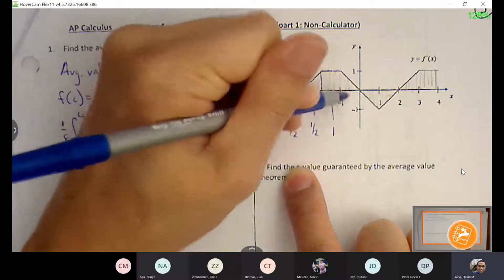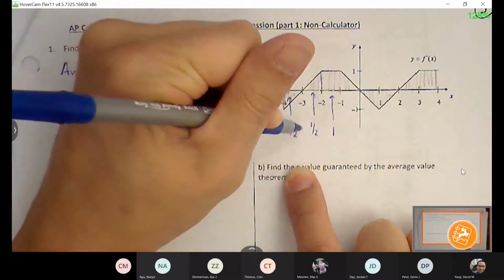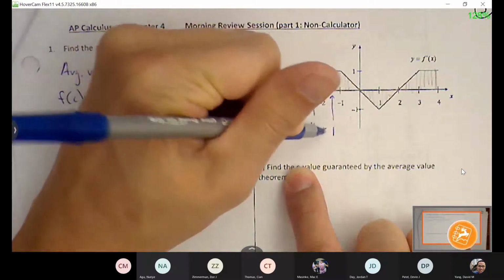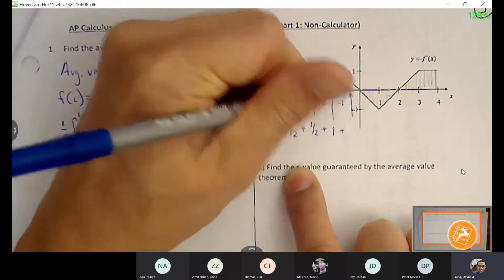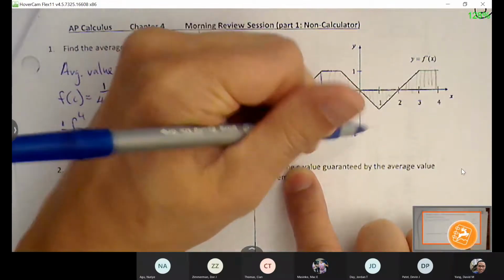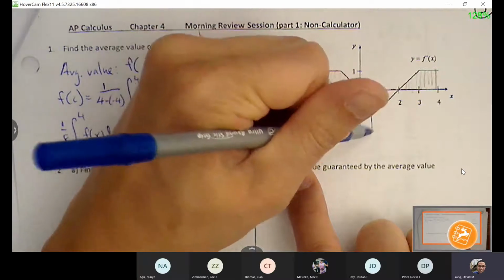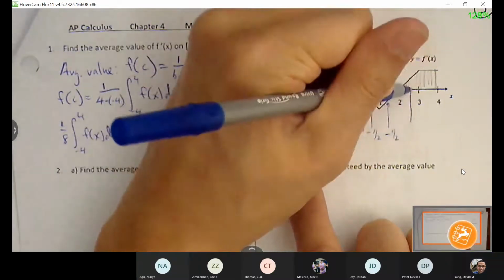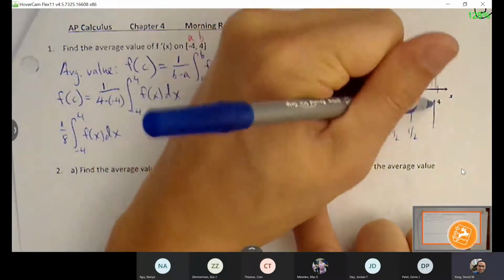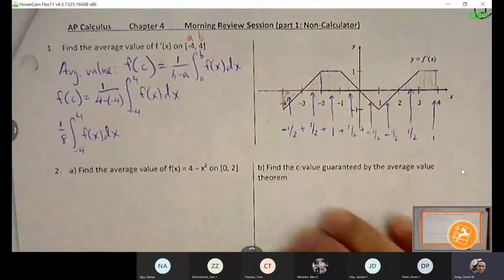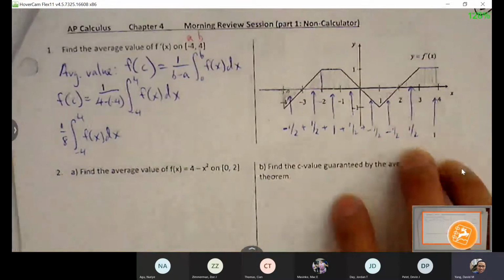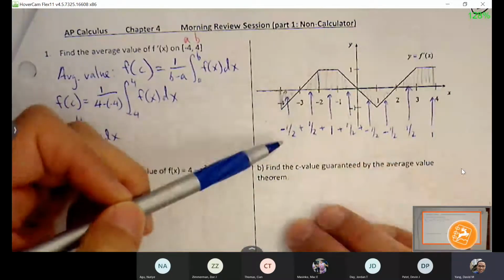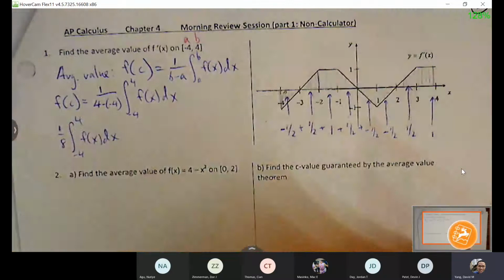Square, that's area of 1. This is an area of 1/2. This is -1/2, -1/2, 1/2, and 1. All right. We're going to add all these up here. We kept track of all of our negatives. So we know that these two cancel out.